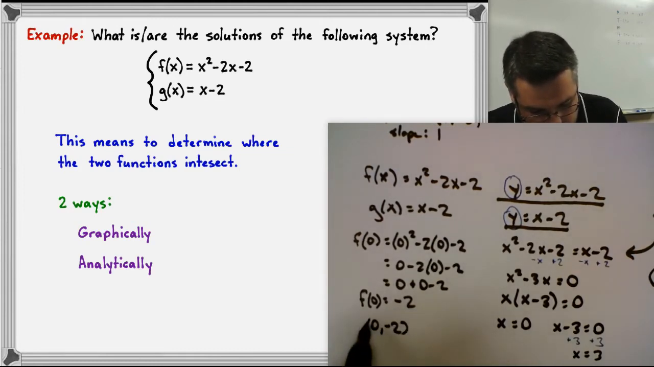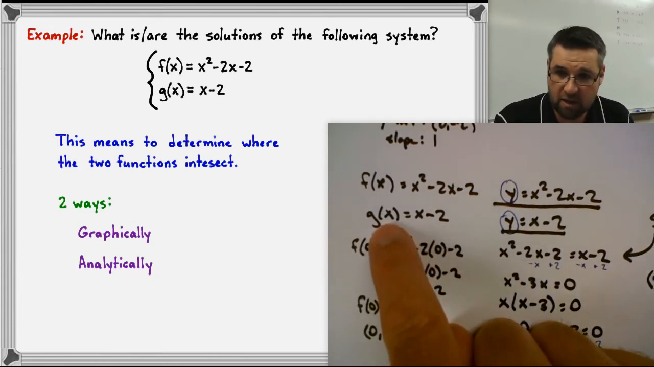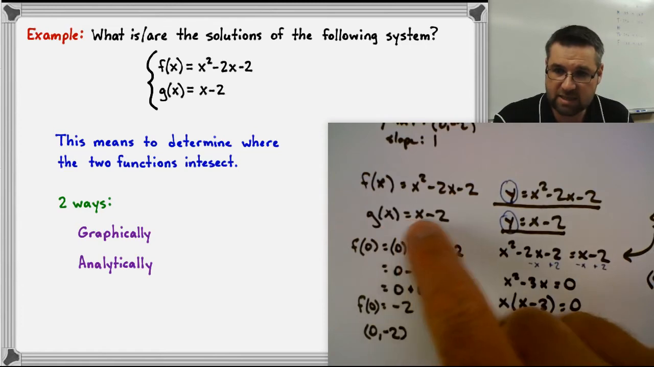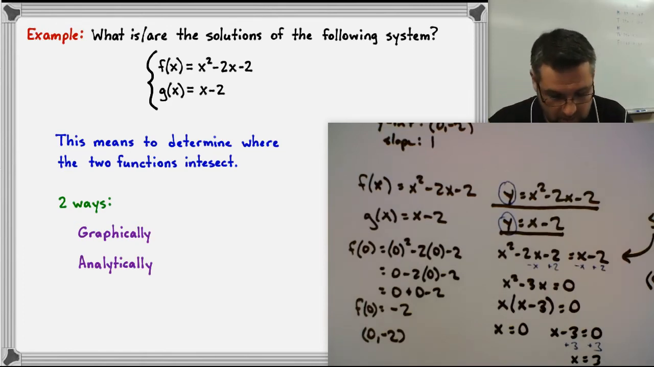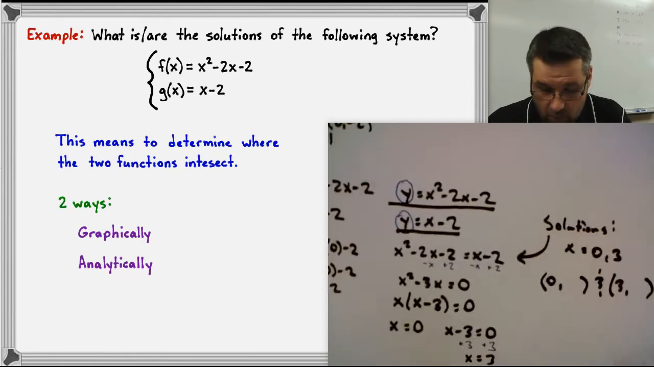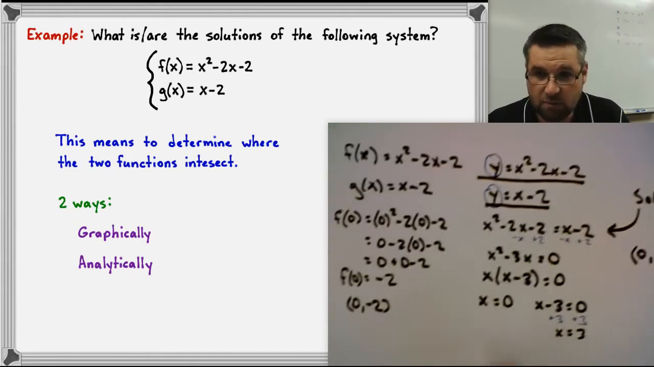So we know that f of 0 is negative 2, and so the coordinate that comes from that is 0 comma negative 2. Now, you may have recognized that you could have plugged it into the other function as well. g of 0 is 0 minus 2. That's negative 2. It's the same answer. It should be the same answer because we're looking for where these two things have in common. So let's go ahead and find the other one when x equals 3.